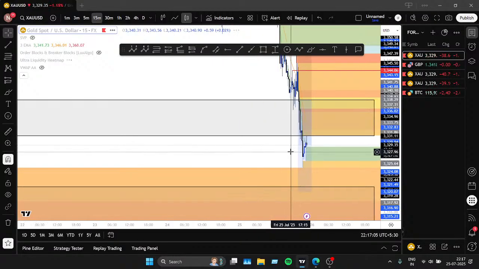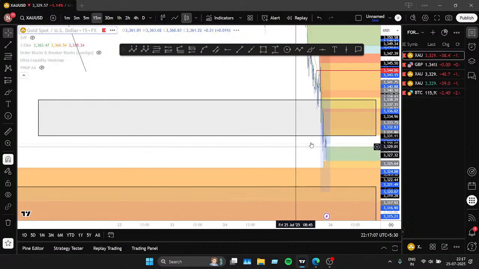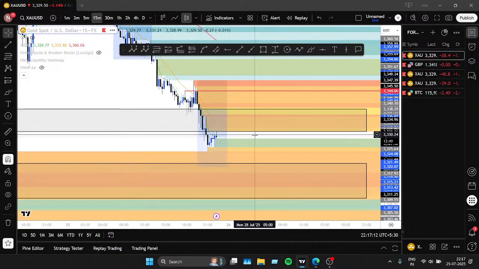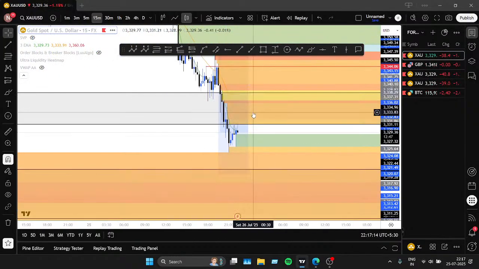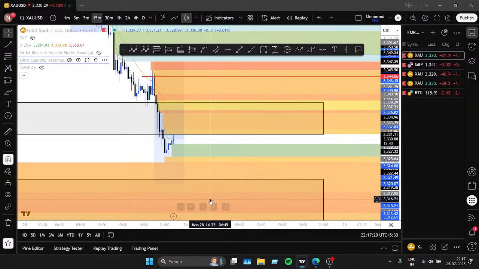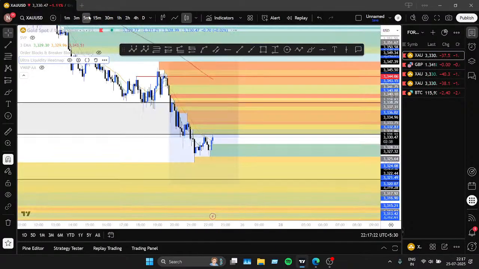And right now, gold has invalidated our demand zone, the previous demand zone. So I think if price returns once again to this zone, instead of buyers stepping in, sellers might take over the market once again. But let's see.